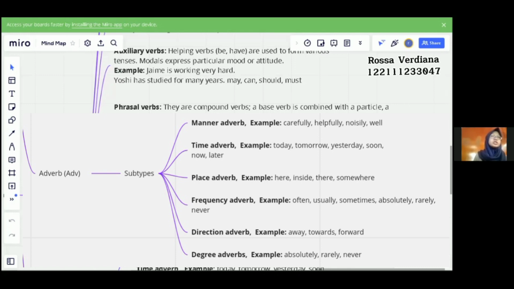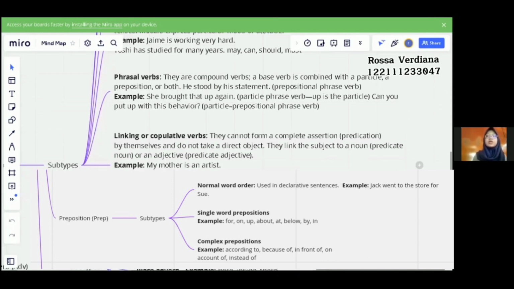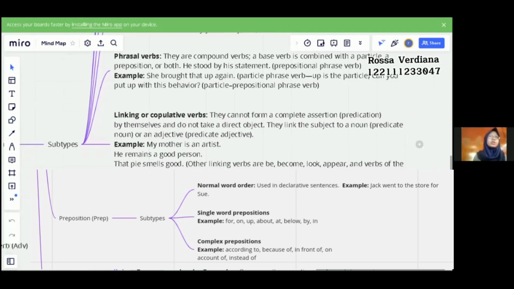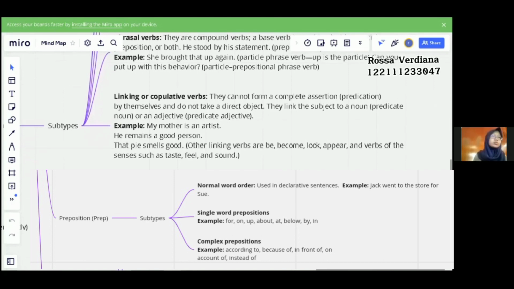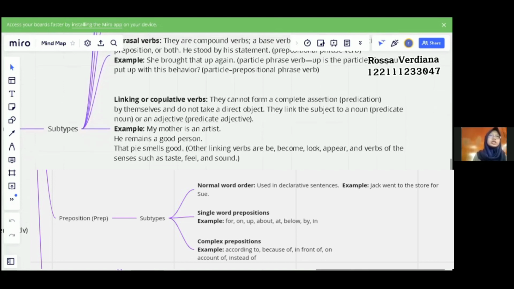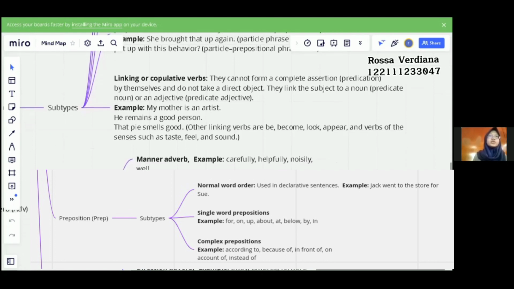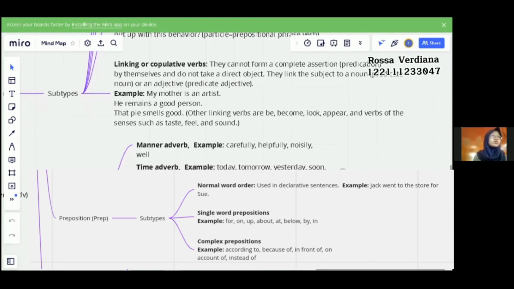Next is preposition. Prepositions usually introduce a phrase that ends in a noun or pronoun. They show a relationship between the object and another word or words in the sentence. There are several types of prepositions. The first is normal word order. It's used in declarative sentences. Example, Jack went to the store for shoes. The second is modified word order, used in WH question formation. Example, who did Jack go to the store for?